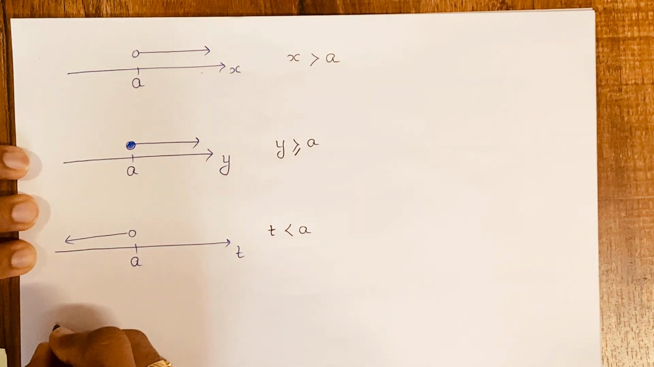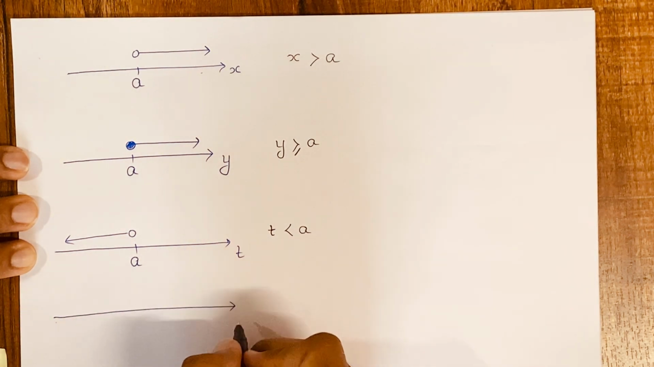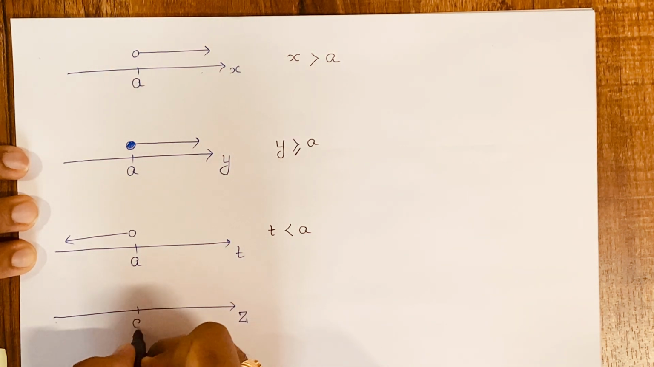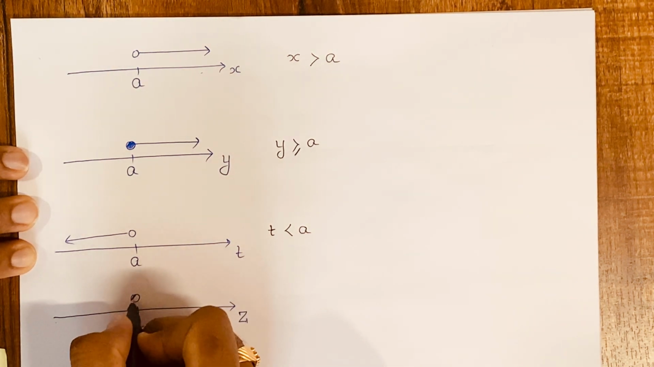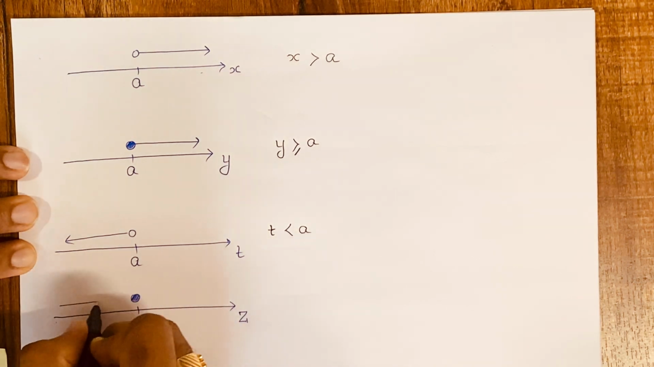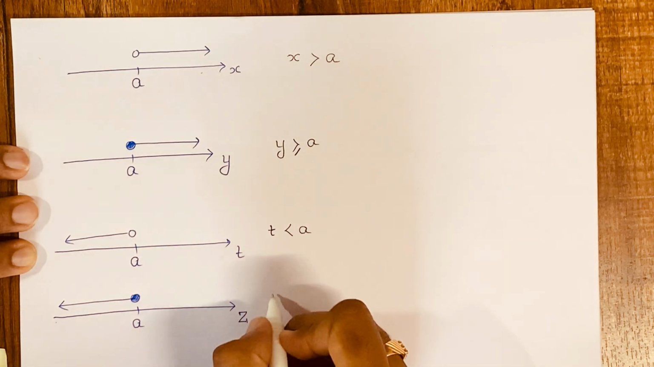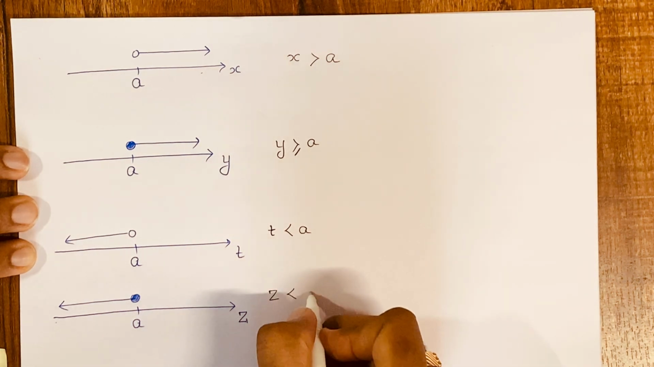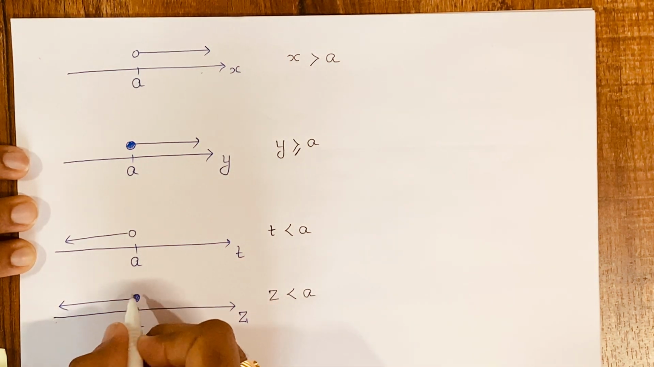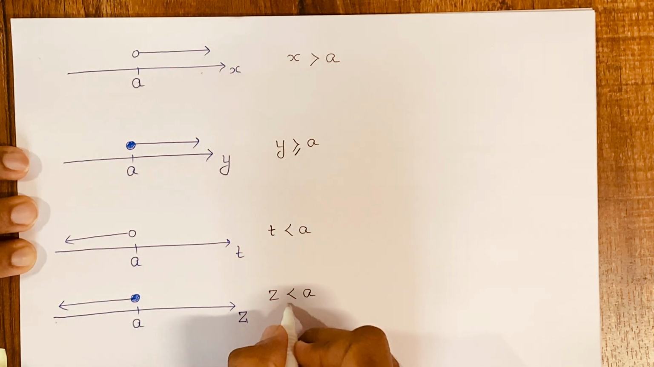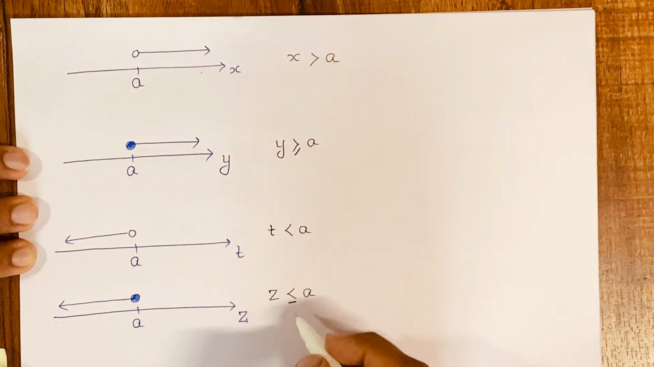I'll take one more example. Suppose this is Z. And this value is A. And this time I am going to fill up this bubble and mark with an arrow. So here you are going to say, my Z is lesser than A, but my A is also included because this is a bold bubble. So I'm going to write like this. I can write like this also.